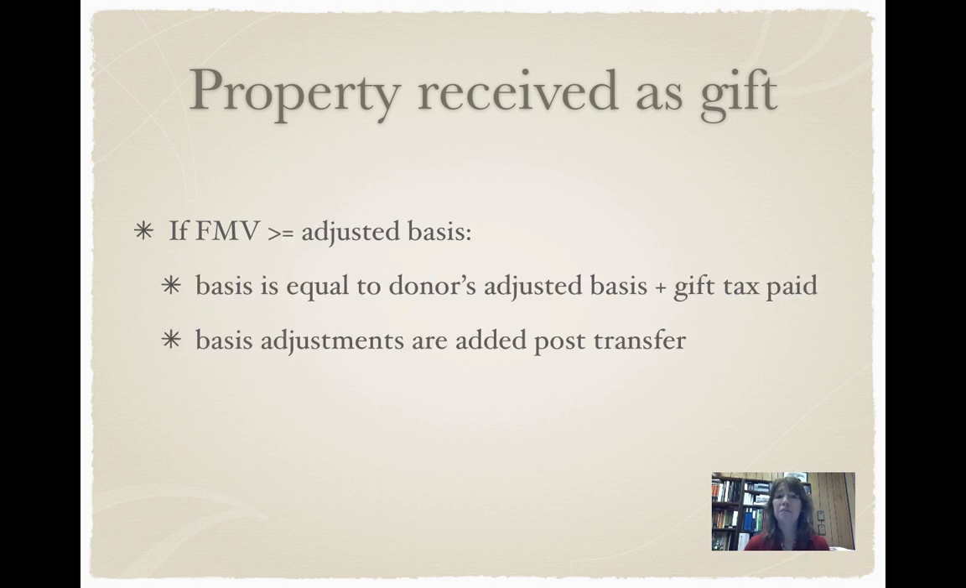If, however, your fair market value is greater than or equal to the adjusted basis, your basis is equal to the donor's adjusted basis plus any gift tax that's paid. What we're trying to do is account for the fact that a gift tax was paid, and that does add to the basis. Any of these basis adjustments that are added are post-transfer. So if you have something that happens after you receive the property, you have some basis adjustments to the property.